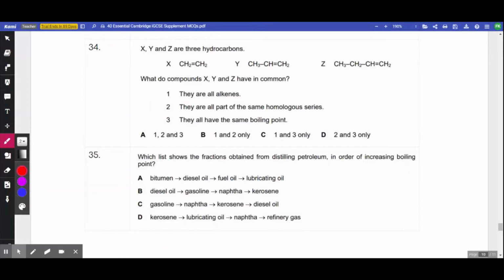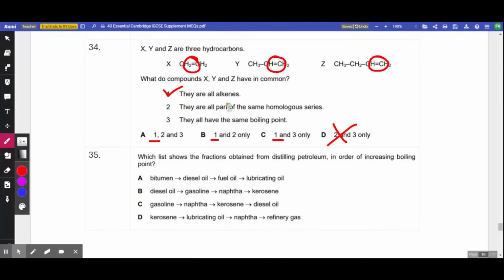What do they have in common? Well, are they all alkenes? The answer for part 1 is a resounding yes. They are all alkenes. So what do they have in common? They are all alkenes. We need to be able to see which choice we can exclude straight away. They are all part of the same homologous series.